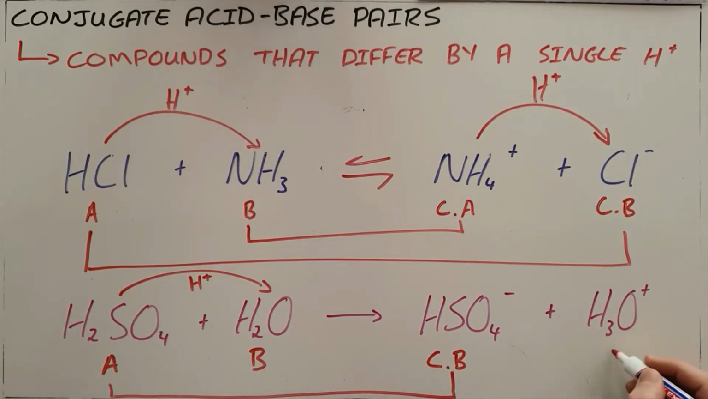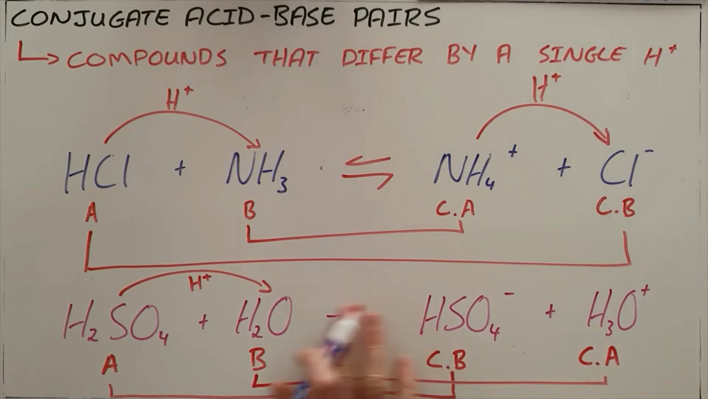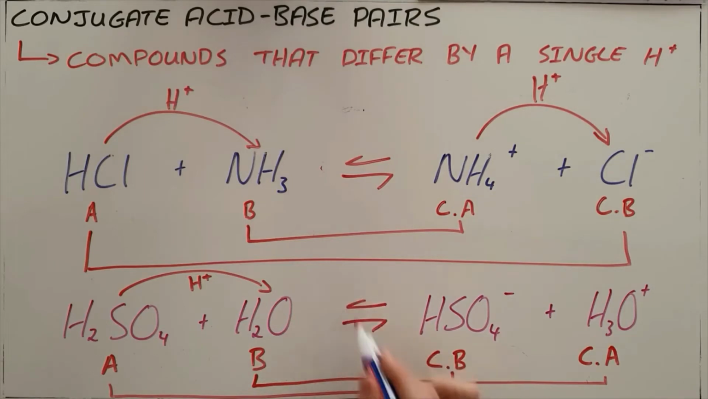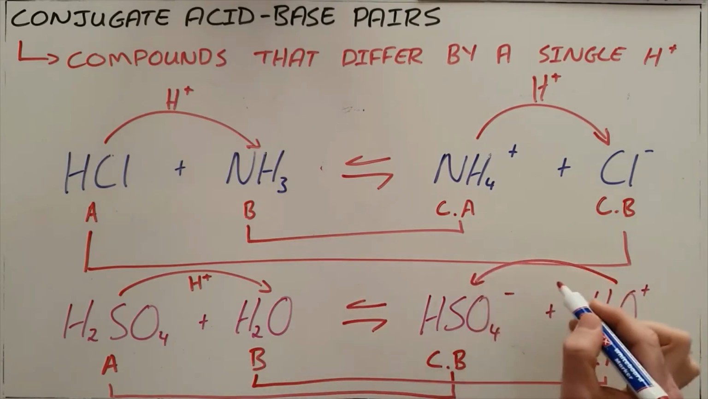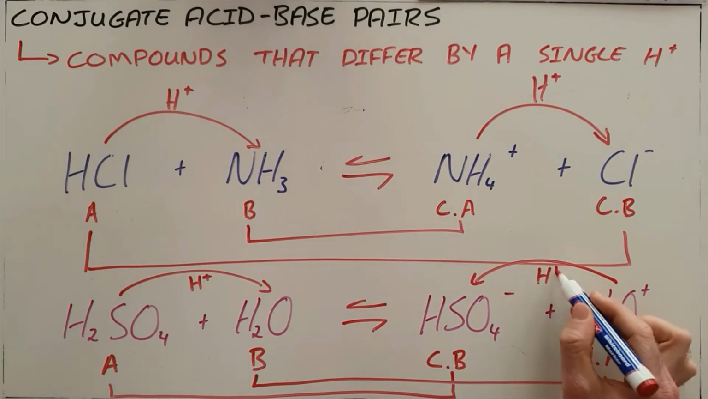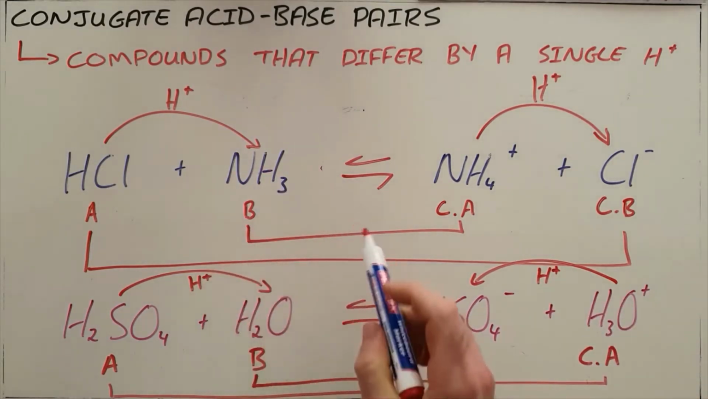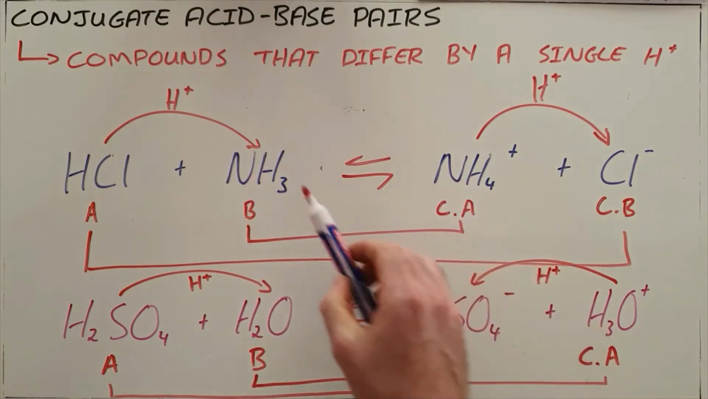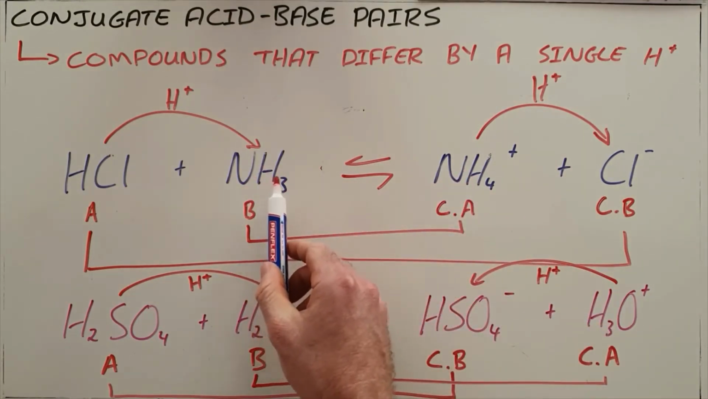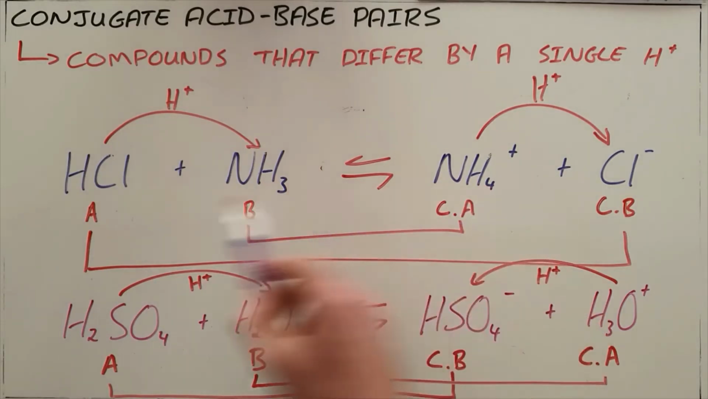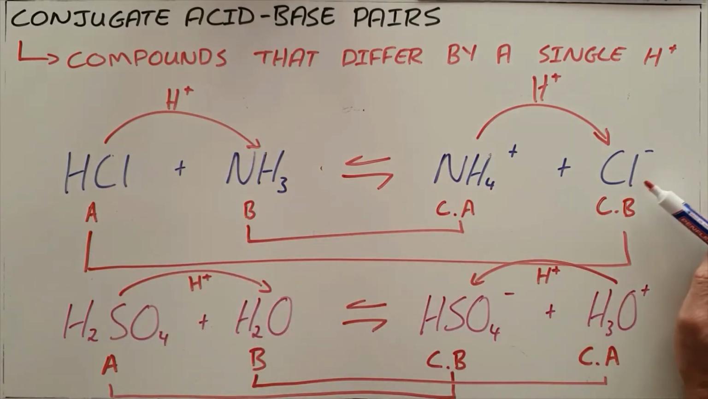In the same way, we can see that hydronium is related to water by a single proton. It is now in a position to act as an acid, but only because it was originally a base. So we say that it is the conjugate acid of this base. So the reverse reaction here would see the donation of the proton from the hydronium back to hydrogen sulfate. In all of these reactions, you can see that the conjugate acid-base pairs are related by a single proton. This one is NH3, this is NH4, this is HCl, this is Cl. So they have both either gained or lost a proton.